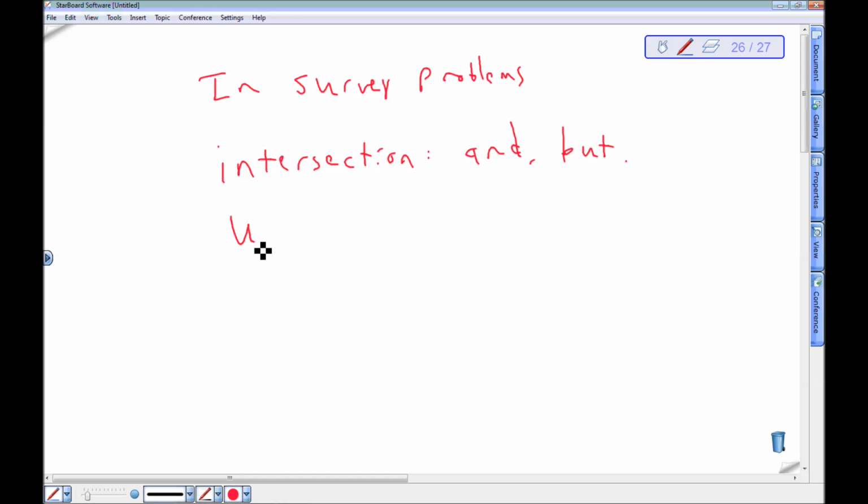Instead of using the word union, we'll tend to use the word or. Okay, so this or that, this region or that region. And instead of the word complement, we'll tend to use the word not or doesn't or something of that nature.